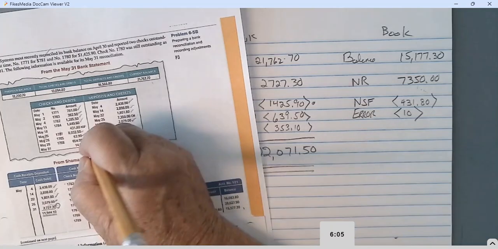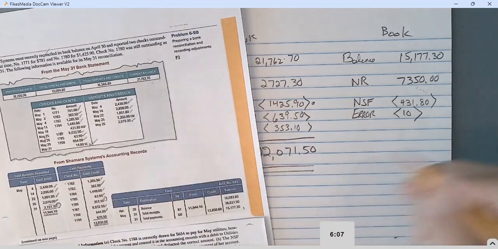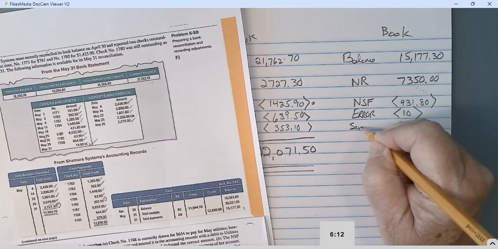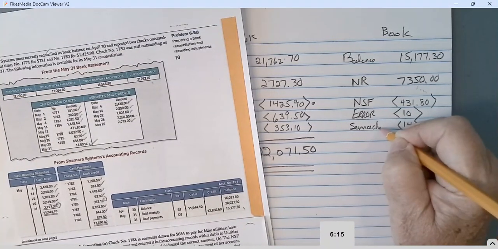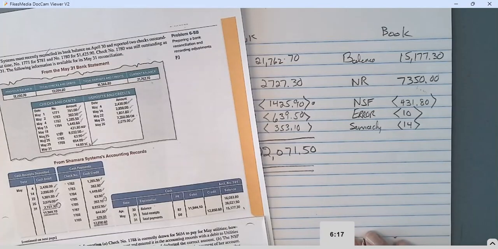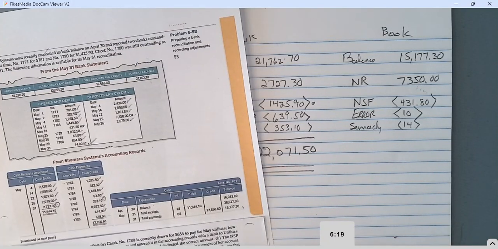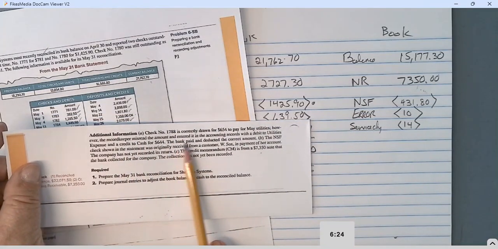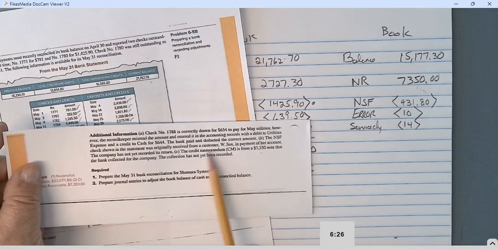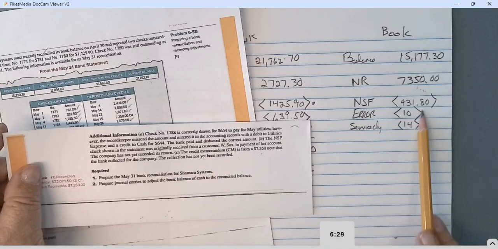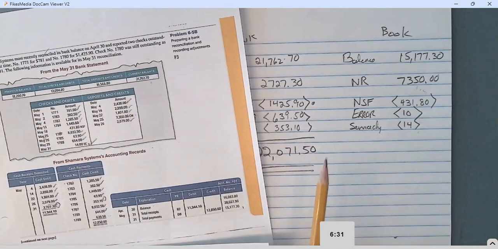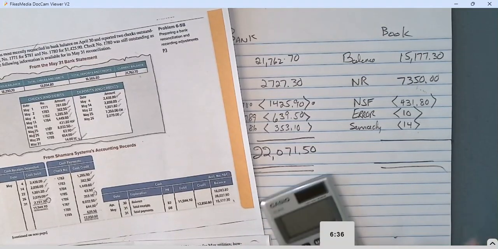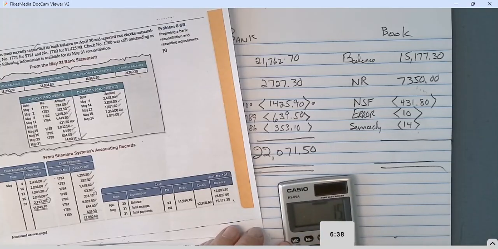Do I have a service charge? Yes, here's my service charge right here, and it's $14. Service charges are always deducted, right? Nobody gives you interest anymore. So do I see anything else? I review my other information to see if there's anything else, a bank error, an NSF check, and a credit memo. So I've got all of those things there. I'm now ready to get out the adding machine here, the calculator.